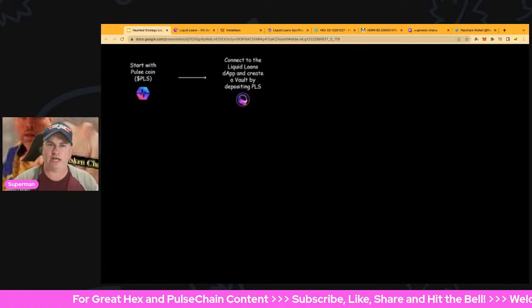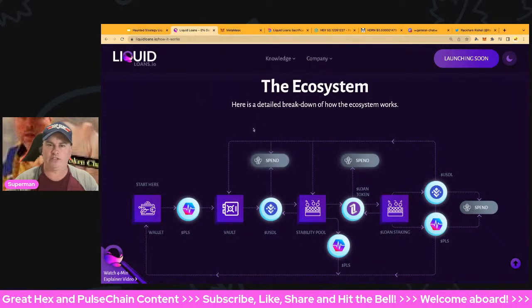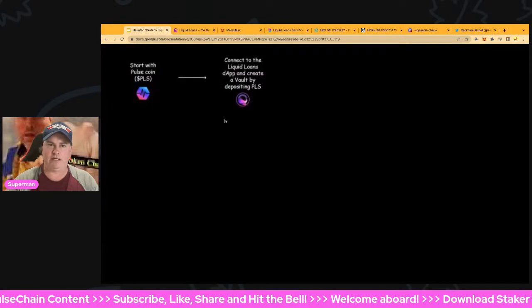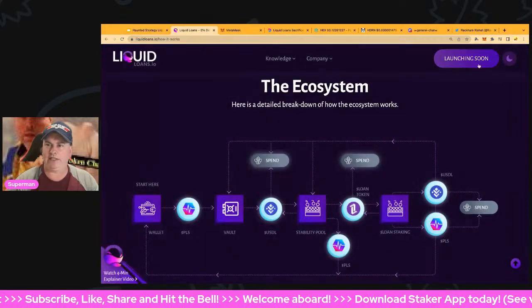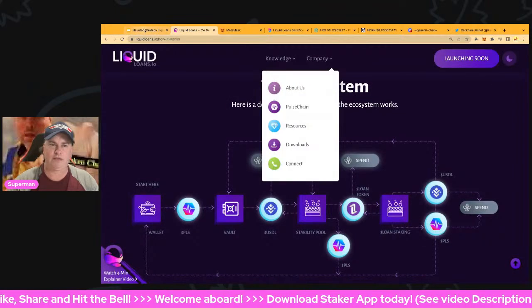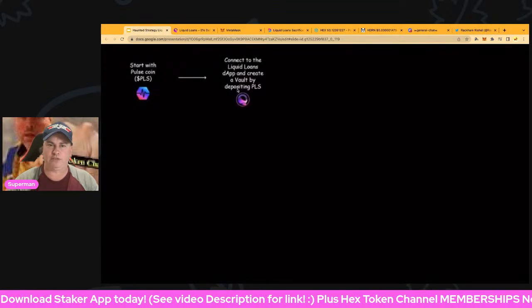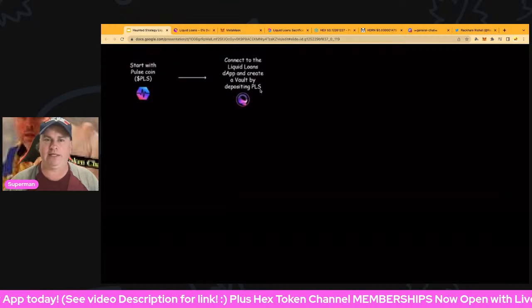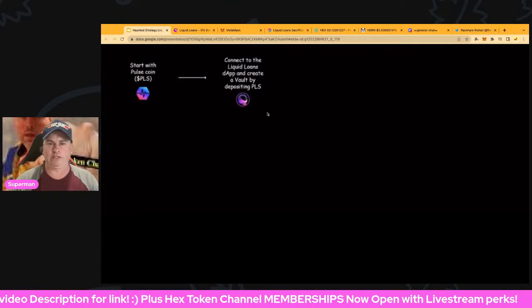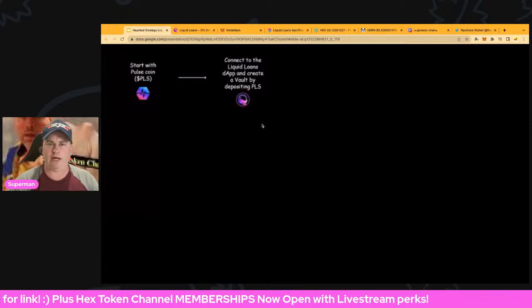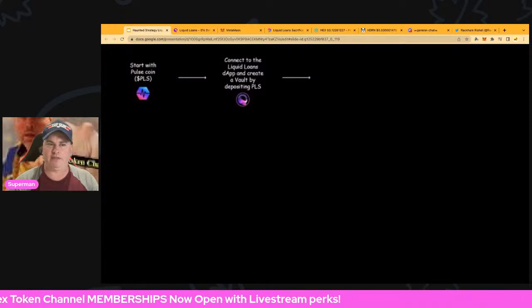So Liquid Loans is going to have a DApp on the Liquid Loans site here. And of course, you can see that it's launching soon up at the top right there. So that's cool. Basically what you're going to do is connect to the Liquid Loans DApp and create a vault by depositing PLS. Whenever you put your PLS there, you'll be able to create a vault. And of course, you are essentially your own bank if you think about it.